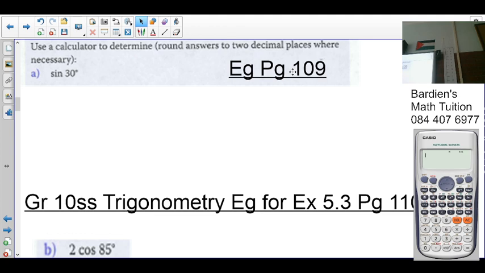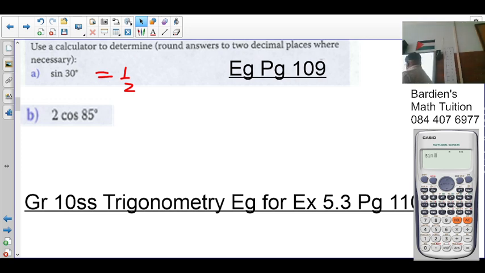So am I going to put that to the power 0 in my calculator? No. Why? The calculator already reads it as degrees. It makes sense. Now you put sine 30 degrees. What do you get? Sine of 30 is a half. Let's go with B. Now you try B for me quickly: 2 cos 85. I showed you sine of 30 equals a half.